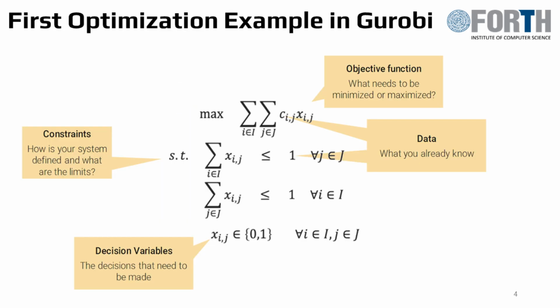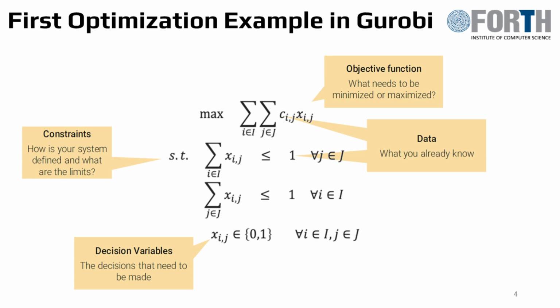Let us now briefly revisit a very simple optimization example. The purpose here is only to refresh the basic modeling structure before we move to multi-objective concepts. Here the variables are xij, and they are binary, meaning they take values 0 or 1. Conceptually, each xij represents a yes or no decision, whether element i is assigned to element j. These are the decisions that need to be made.